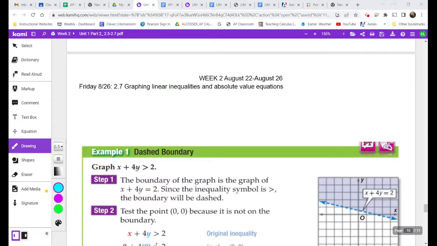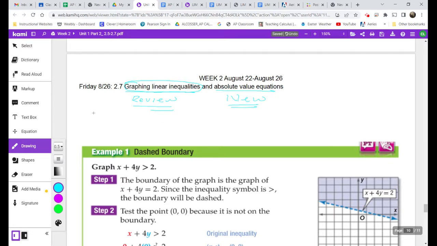Guys, here we go. So let's look at this here. It's our last thing of the week, last part of the unit: graphing linear inequalities and absolute value equations. I have a feeling that this is a review right here, and this may be new. So we'll tackle it a couple of different ways. Now let's just refresh our memories.